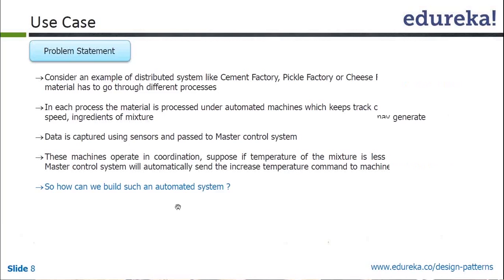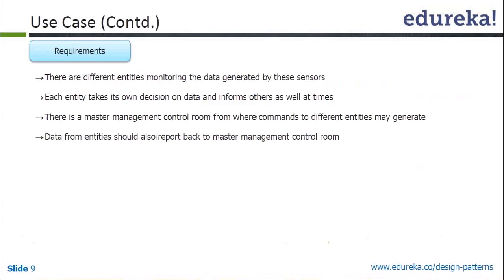So we'll continue with this use case and requirements. We are saying that let there be different entities that are monitoring data generated by the sensors. Each entity can take its own decision on data as well as inform others. For example, a temperature sensor may display it to a human operator as well as send that data to the master controller.